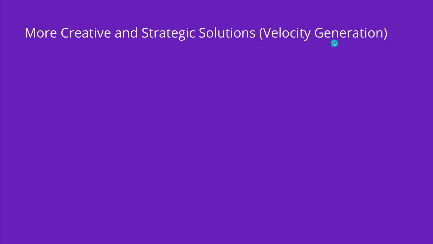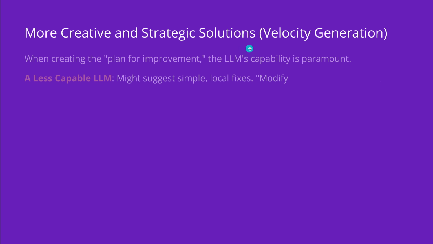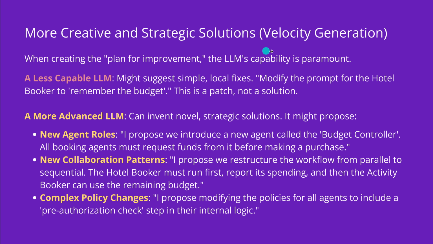Let's have a look at this velocity generation if we have a more creative and strategic solution to the planning phase. The LLM's capability to understand the environment, understand the complexity, come up with complex solutions to complex queries is paramount. A less capable LLM might suggest simple local fixes. An example I found: modify the prompt for the hotel booker to remember the budget. But this is a one-time, one-step patch. It's not a solution for the process optimization.